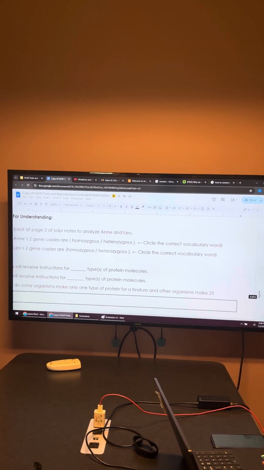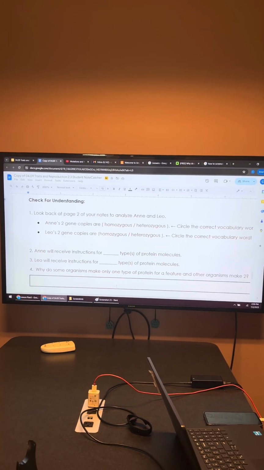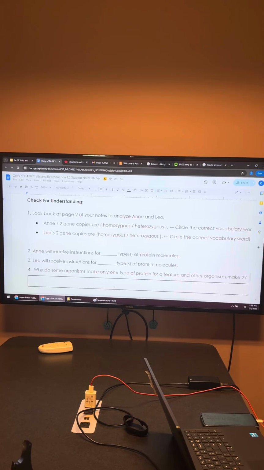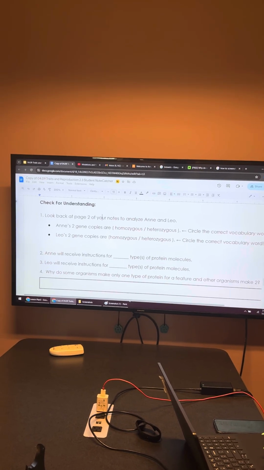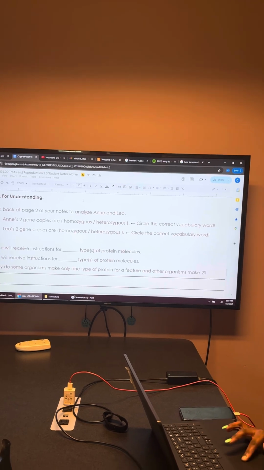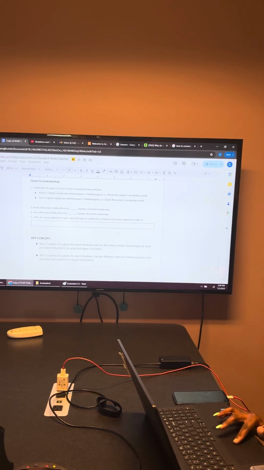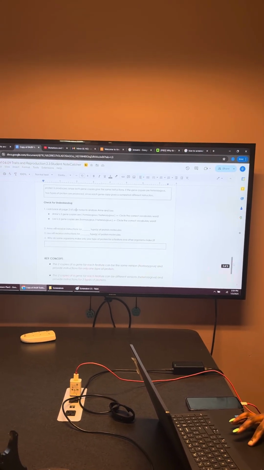I'm going to quickly zoom out. So looking back at page 2 of your notes, we'll analyze Anne and Leo. We're going to look at Anne's gene copies, and we're going to do this very quickly because I think we all have a really good gist of this at this point. So gene copies from Anne are what?